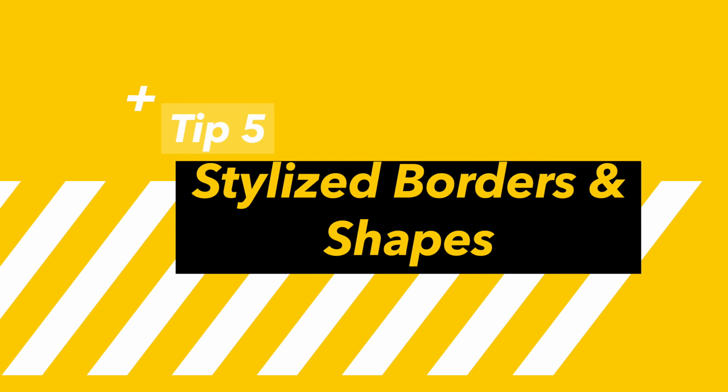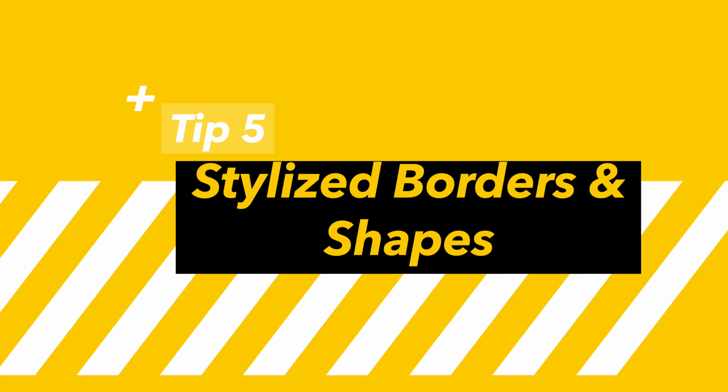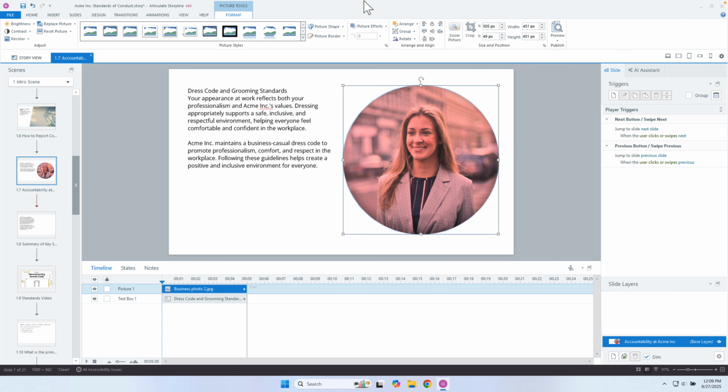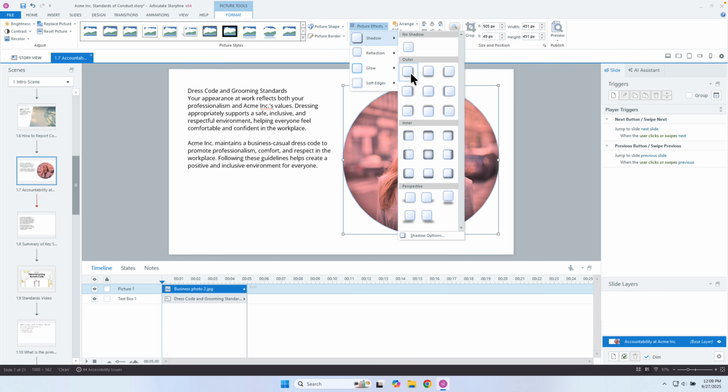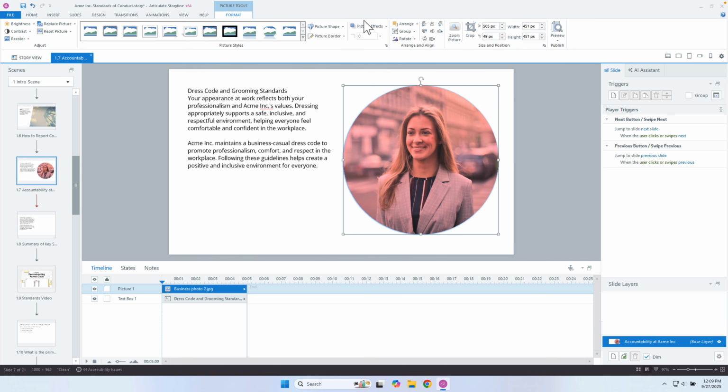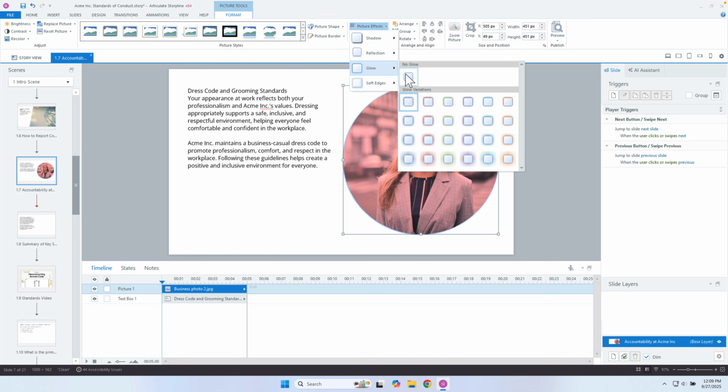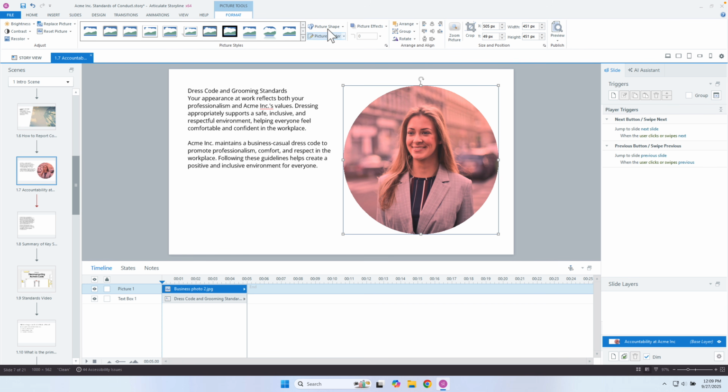Tip number 5 is doing something that I actually typically in my training tell people not to do. But there's times where I want to add like a picture effect. So I'm gonna go ahead and just get rid of the shadow, and I'm gonna say no shadow here, and we're gonna get rid of the glow, so I'll say no glow here, and I'm gonna change this back to a square. I want this to look like more of a picture.